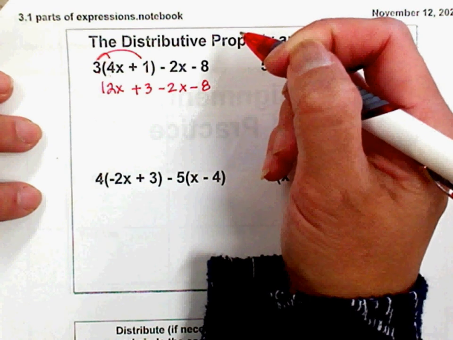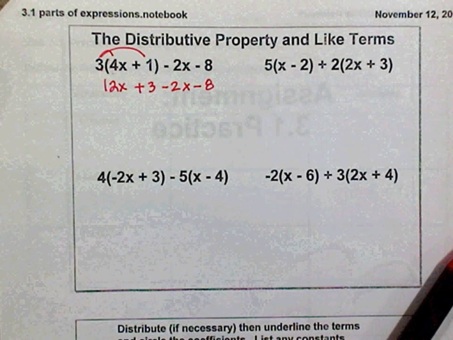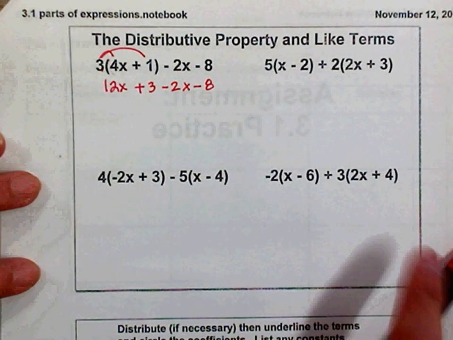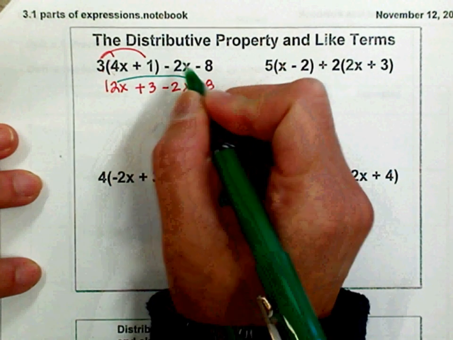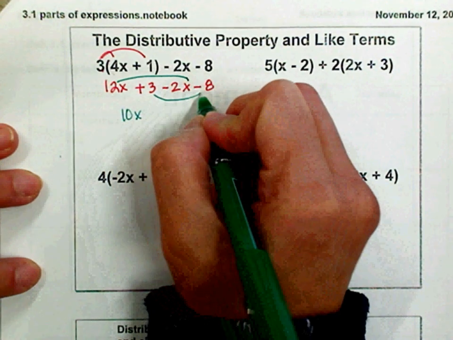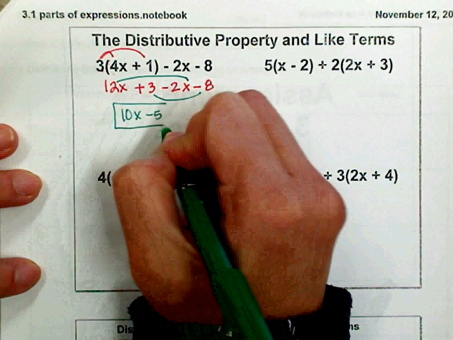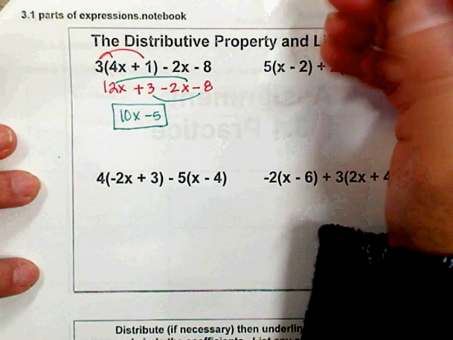Okay. All right. Now you guys are going to combine your like terms. Okay? I'm almost done. Let me do this first. These two are alike, so 12x minus 2x is 10x. These two are alike. 3 minus 8 is negative 5. And that gives you 2 terms. Okay. Next example. You guys pause. Go try this on your own, then we'll do it together.